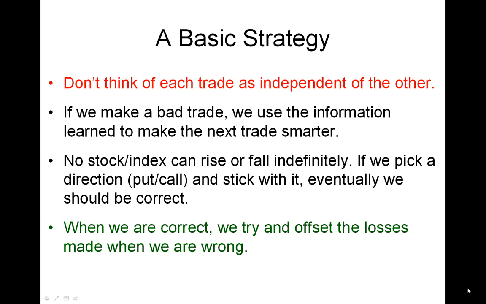Part 2 of our series dealt with a basic strategy where we don't think of each trade as independent of the other, and essentially if we make a bad trade, we try and use the information learned to make the next trade a little bit smarter. It's based on the principle that no stock or index can rise or fall indefinitely, and if we pick any direction, regardless of whether it's put or call, and we stick with that direction, eventually we should be correct. And then whenever we are correct, we try and offset the losses that we've made from earlier bad trades with this one correct trade. And this is covered in detail in part 2 of our series.